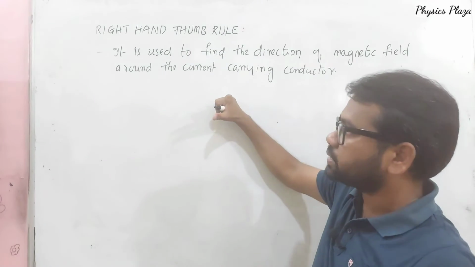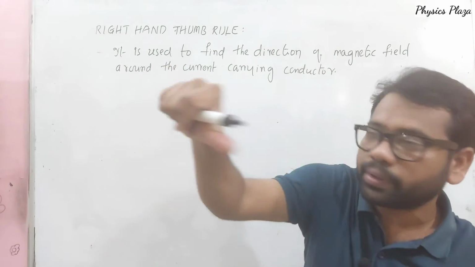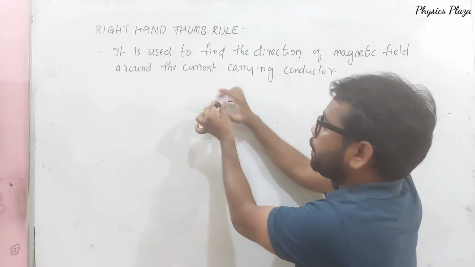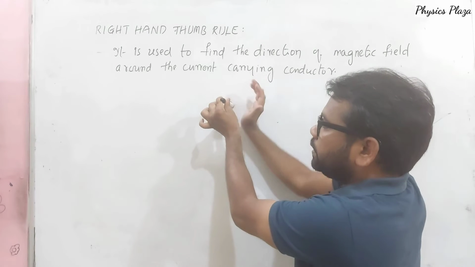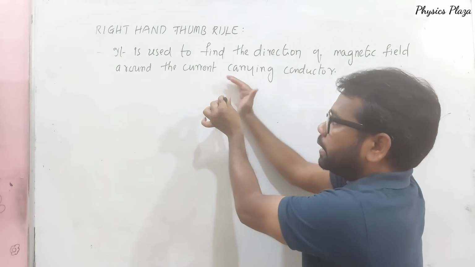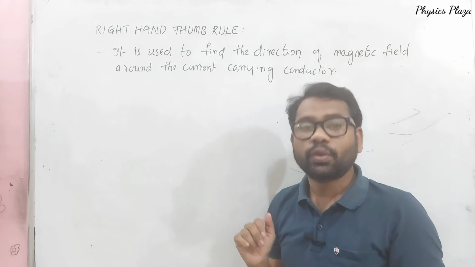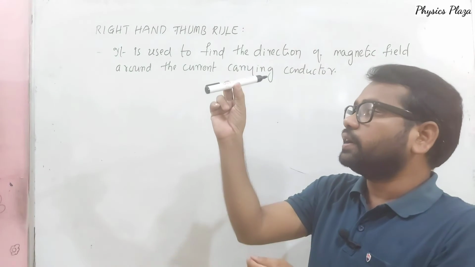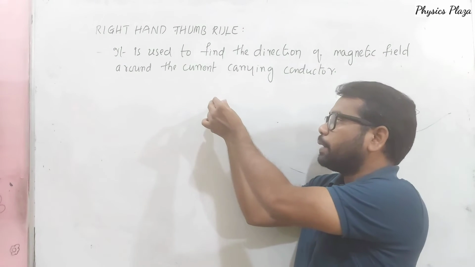Anti-clockwise means if current is coming out of the board, then the magnetic field is in anti-clockwise direction. Whereas if the current carrying conductor is held like this, now what is happening here?